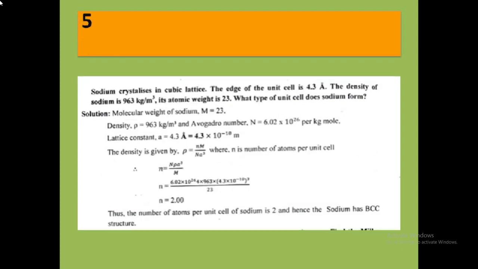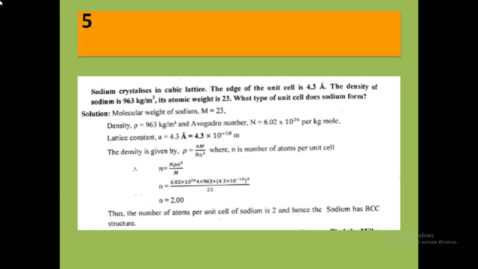Sodium crystallizes in cubic lattice. The edge of the unit cell is 4.3 angstrom. The density of the sodium is 960 kg per meter cube. Its atomic weight is 23. What type of unit cell does sodium form? So molecular weight of sodium M is equal to 23. Density they gave, it is equal to 963 kg per meter cube.